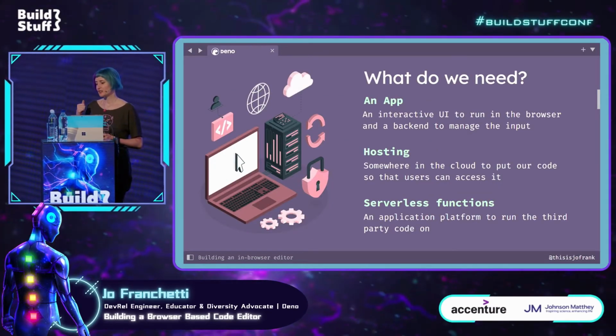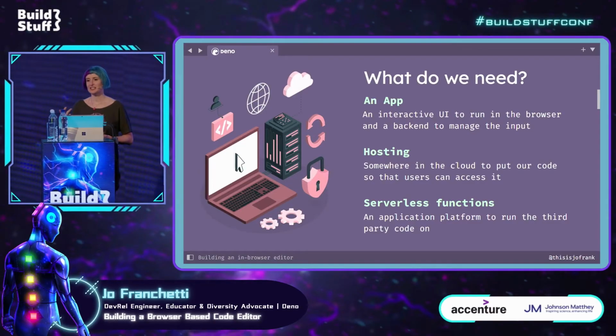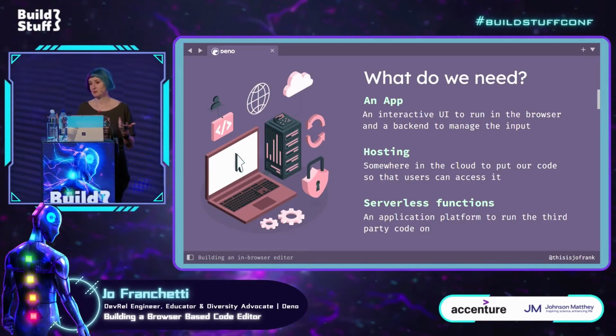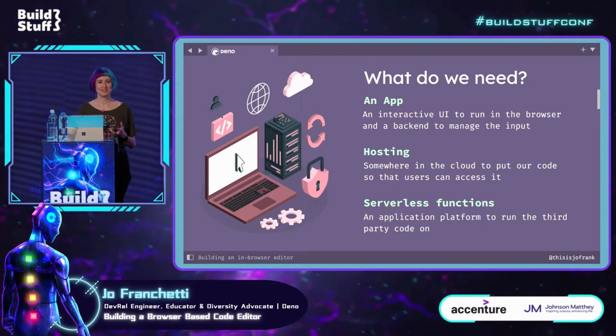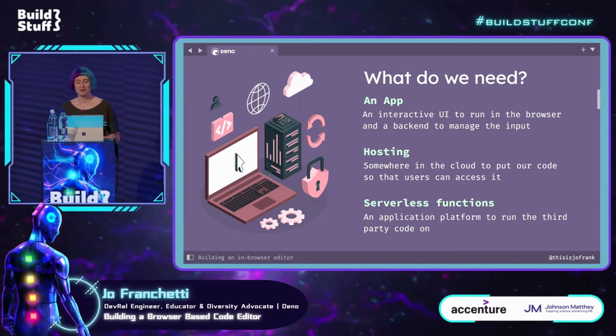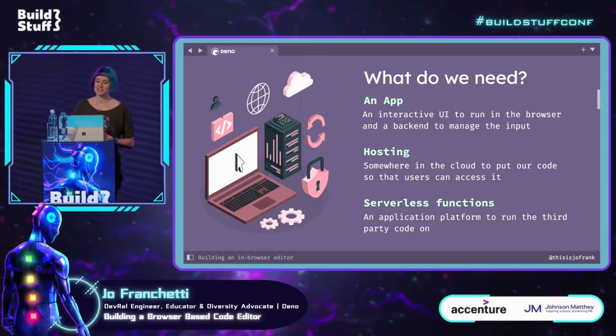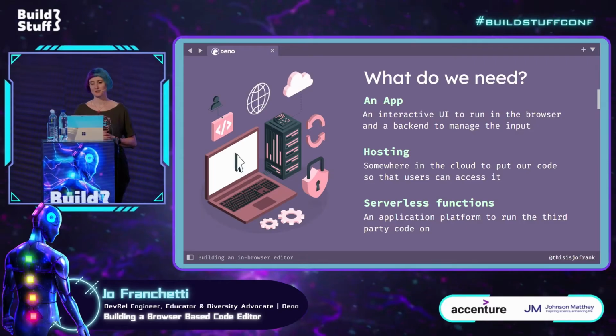To do so, we're going to need three things. We're going to need an app that's actually going to be the editor itself. We're going to need some sort of hosting to run this app on so that people can actually visit it. And finally, we're going to need an application platform that the users can run their code on, likely something like serverless functions. And without wanting to sound too much like this is a sales pitch, I work at Deno, and they happen to have all of these tools.